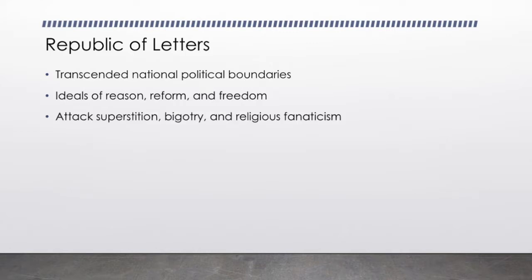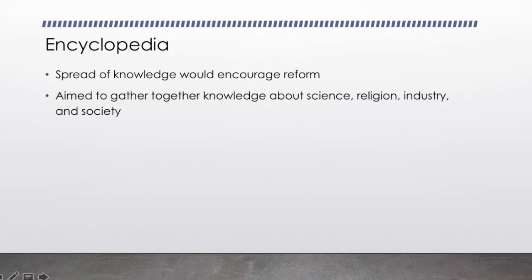They used reason to attack superstition, bigotry, and religious fanaticism, which they considered to be the main obstacles to free thought and social reform. Philosophes strongly believed that the spread of knowledge would encourage reform in every aspect of life, so they sought to share what they had learned in a multi-volume encyclopedia which aimed to gather knowledge together about science, religion, industry, and society.